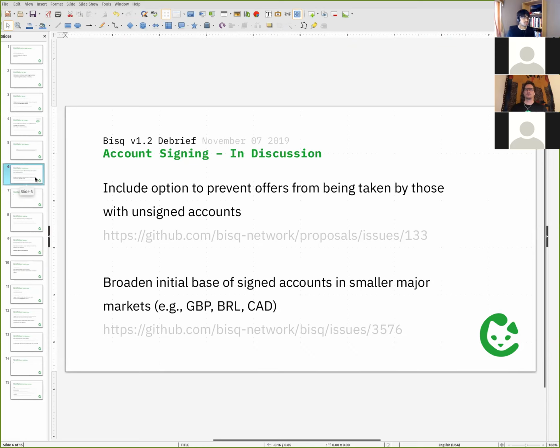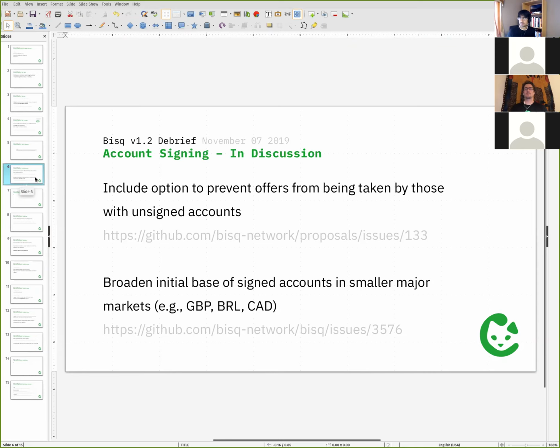So the British pound, the Brazil markets and Canadian markets are major markets, but they don't have that much liquidity. And so naturally, as a result, their base of signed payment accounts is on the smaller side. And so they've had some issues getting started with trading among signed payment accounts there. So there are some ideas in that issue about how to fix that.